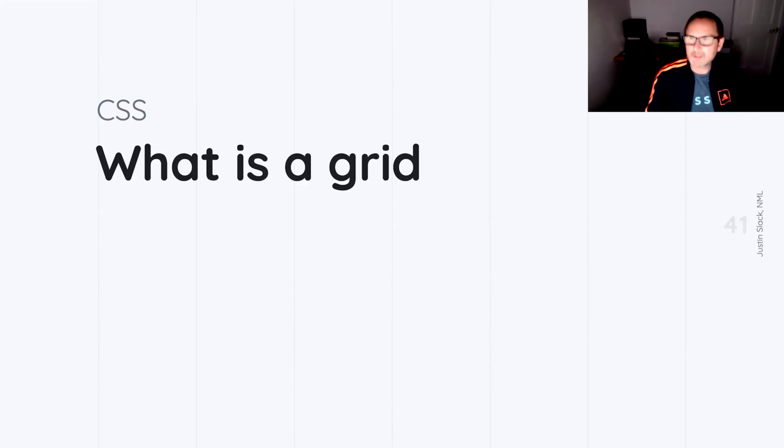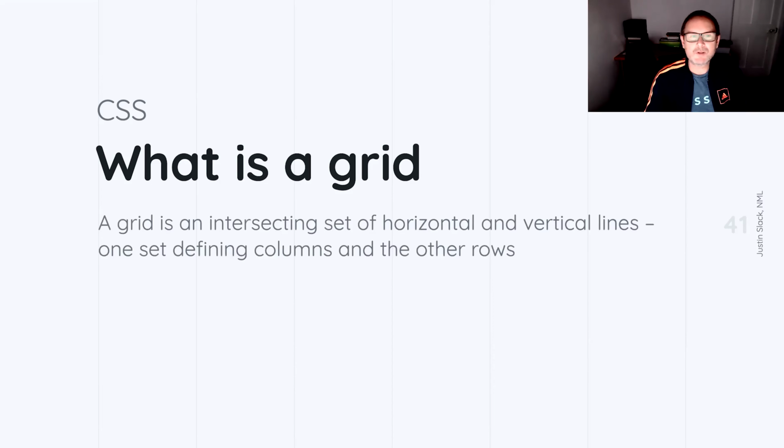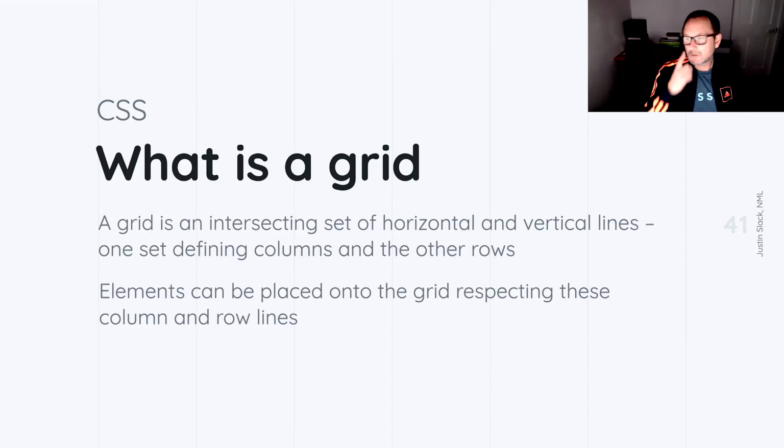So what is a grid? And I don't mean a grid in the kind of philosophical existential sense, but a grid in CSS. It's very simply an intersecting set of horizontal and vertical lines. One defines columns and the other defines rows. And you can place elements onto the grid respecting these column and row lines.